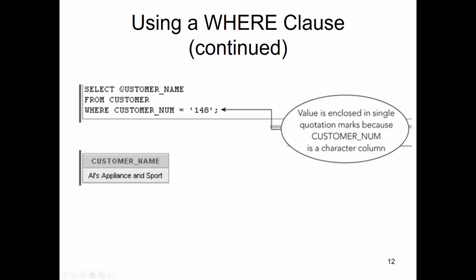Here we're not doing star, we're just getting the customer name. Select the customer name from customer, and this will only return one row and one column, because only one column is mentioned in the select and only one row is allowed from the where.